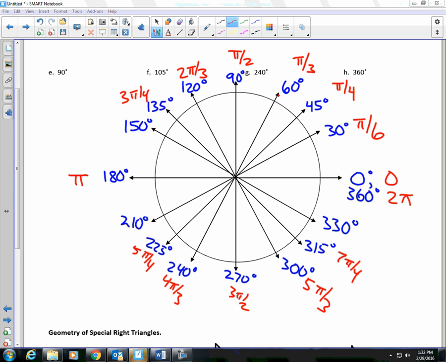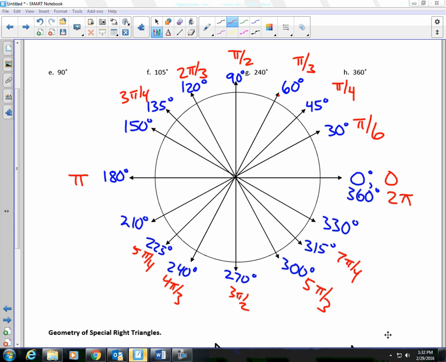0 degrees, 1 pi over 6, 2 pi over 6, 3 pi over 6. And are you reducing these in your head to make sure that they work out? 3 pi over 6 is the same as pi over 2. See that? So when the number is written, it already reduces.